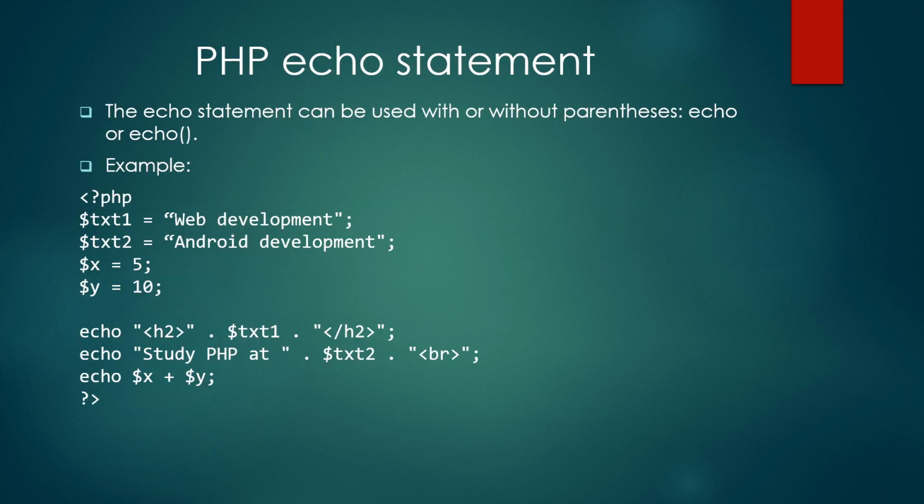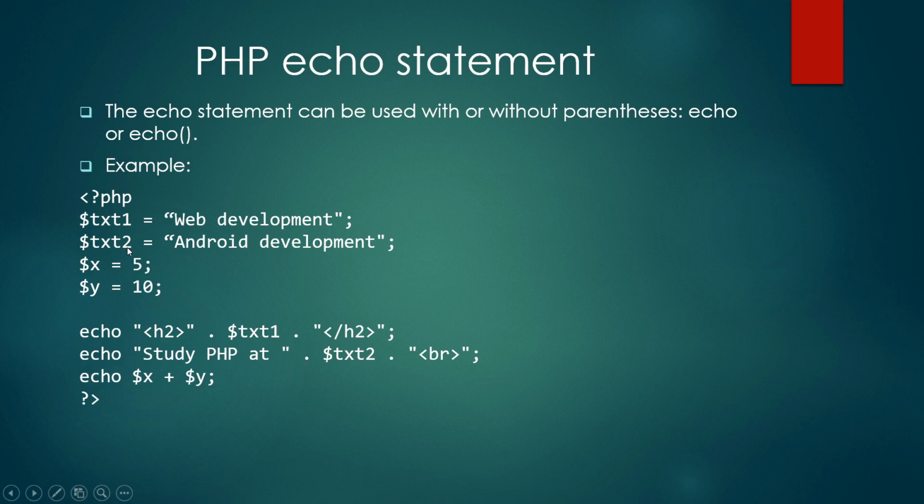This is an example of the echo statement. The echo statement can be used with or without parentheses. In the Hello World program that we saw, I simply wrote the echo statement without parentheses. Even in this case, there are no parentheses. Parentheses means round brackets. So you can simply write echo, or echo with parentheses. It's completely up to you.